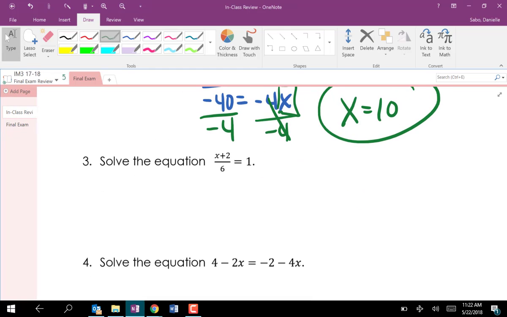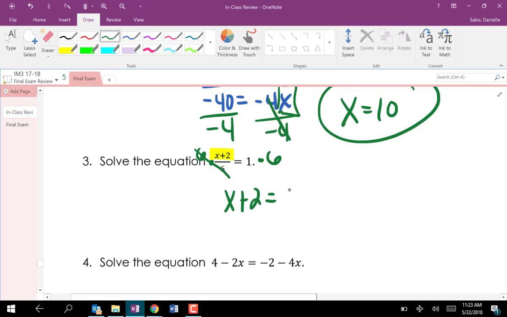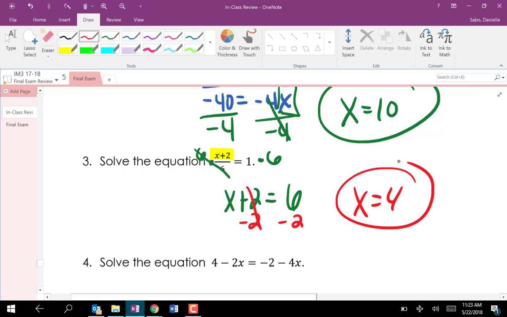Okay, but what would you do if you were going to do it mathematically in this situation for 3? Multiply by 6 first, or you can cross multiply if you like to do that, because that cancels, and I'm left with x plus 2, and then equals what number? 6. And then what's my last step? Subtract by 2. Very good. So x is equal to 4, and we're done.